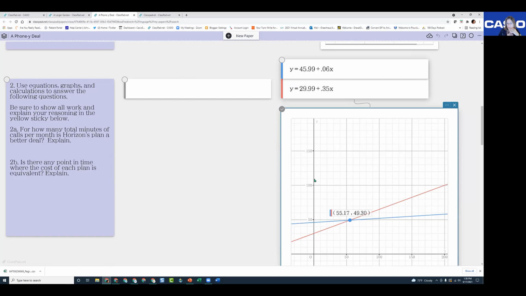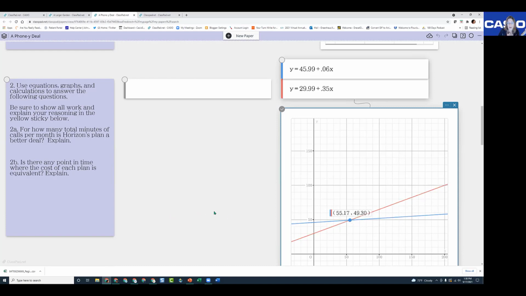But this is the cost, right? Oh wait, I'm looking at the blue line. Sorry, I'm looking at the red line. Confusing myself. Thank God Amy is on. So the blue line is the Horizon, and up here it's higher, it costs more. So it's not a good deal at the beginning, but once you hit over 55, pretty close, you're going to want to go with that.